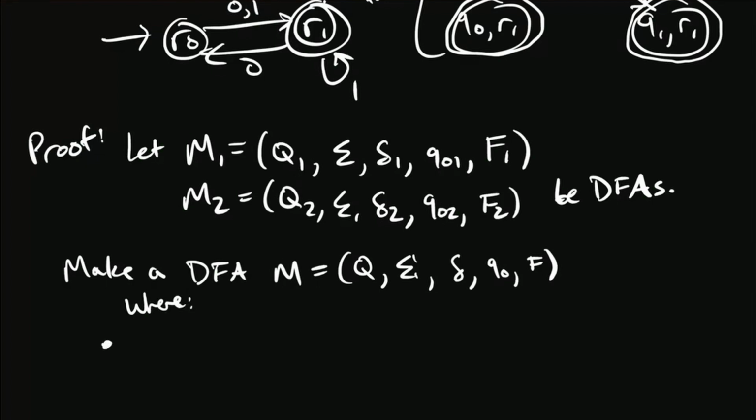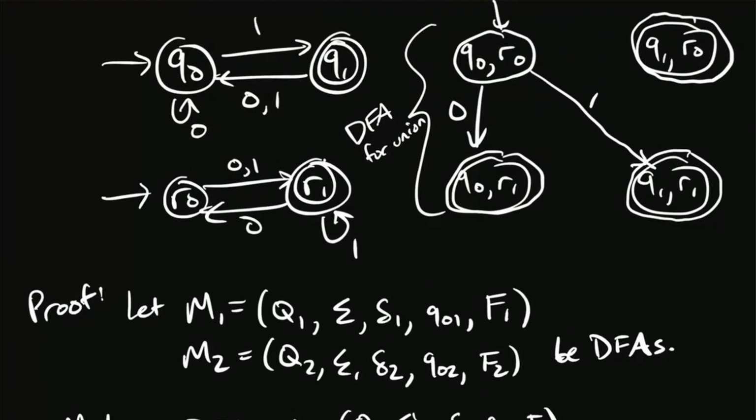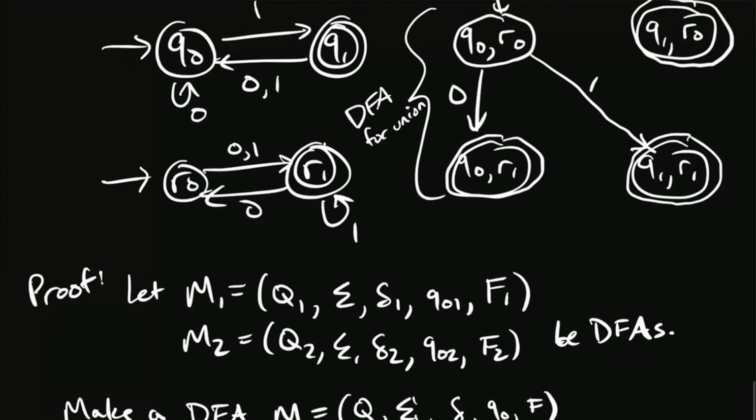So we're going to specify the 5 pieces of this DFA we're going to make in terms of the pieces of the original 2 DFAs. Well, how did we make the states before? How did we make the Q0, R0, R1, whatever states? Yeah, all combinations where the first one comes from some state in the first DFA, and the second piece comes from the second DFA. Well, what do those look like to you?